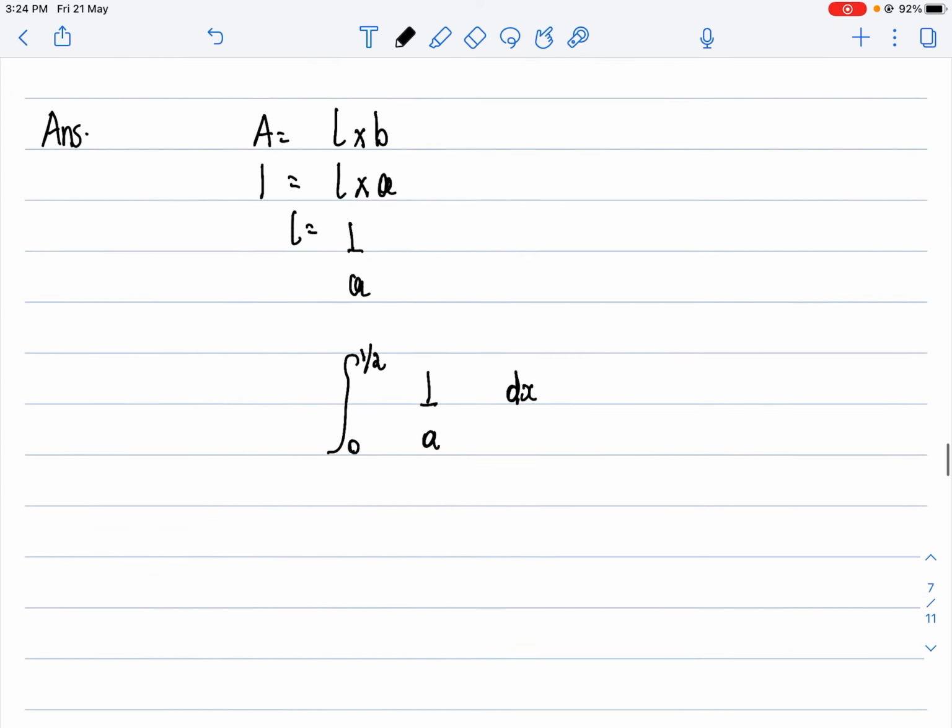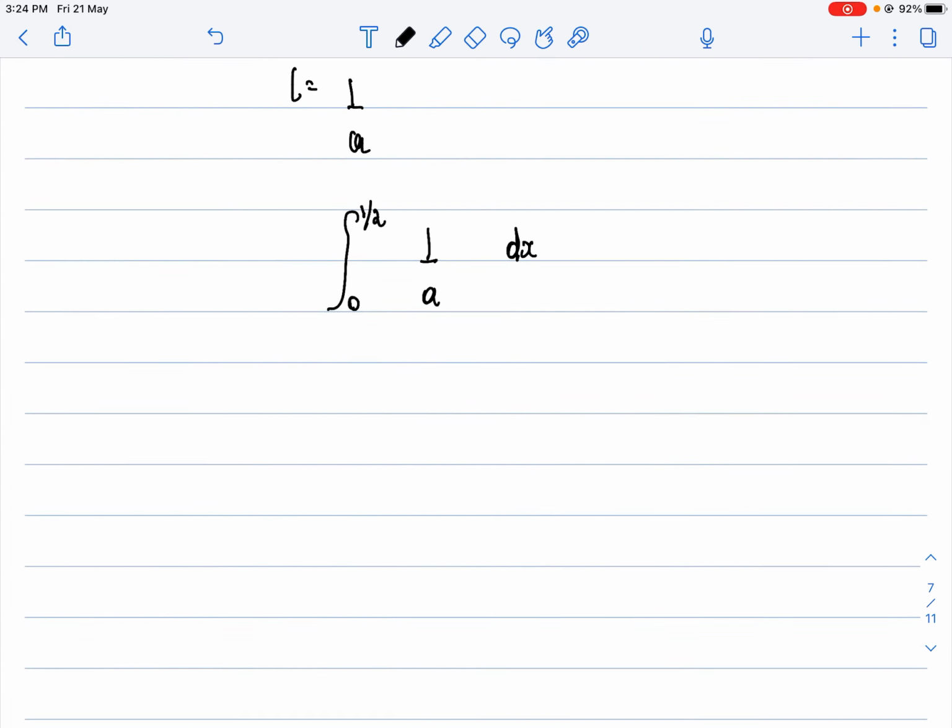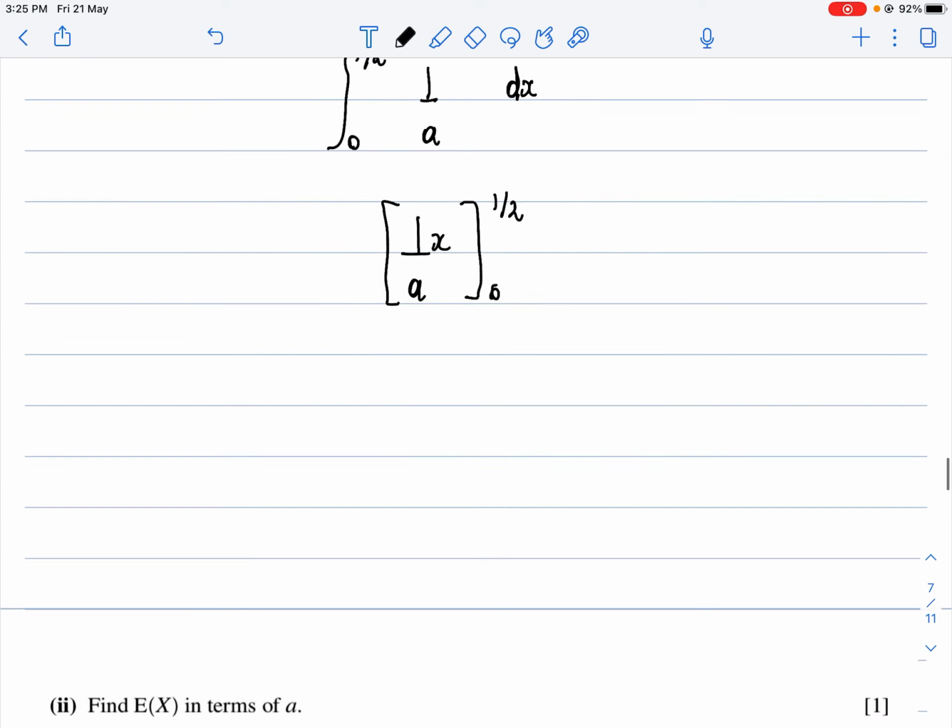Now the integration of 1 over a is simply 1 over a times x, with the limits 0 and half. First I'll put half in the place of x, so I get 1 over 2a there. Minus, when I put 0, I know I'll get 0. So the final answer is simply 1 over 2a.